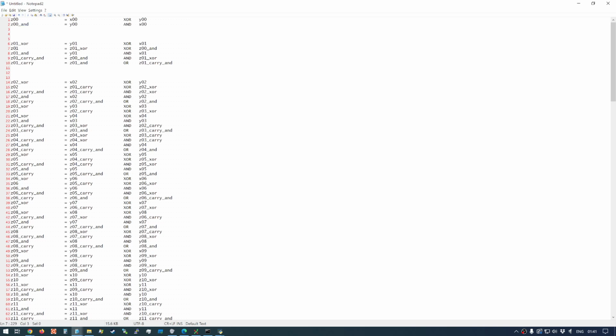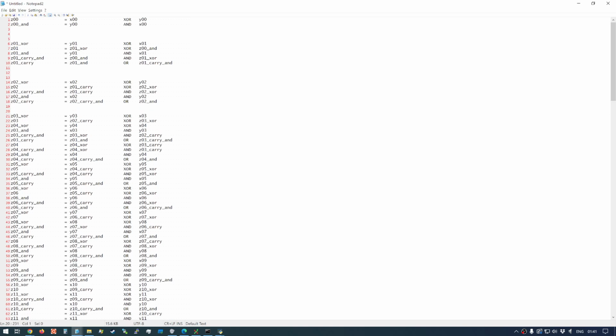But for Z01, we need to actually XOR 3 bits, these 3. And we can't do that in a single XOR. So we XOR 2 of the participants as well as the carry bit in a 3 XOR, or in a double XOR chain. That'll be this bit, and that's going to apply for all the rest of the bits as well.